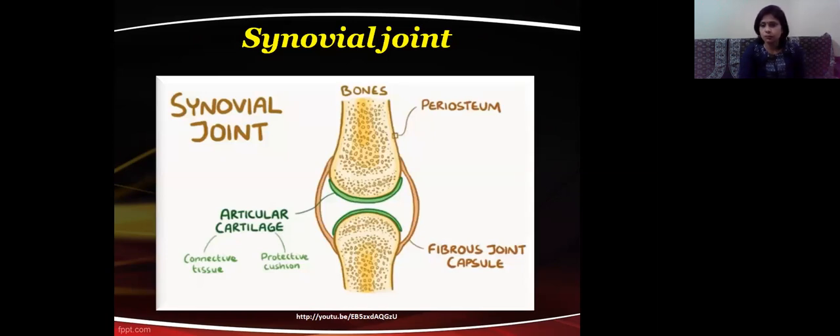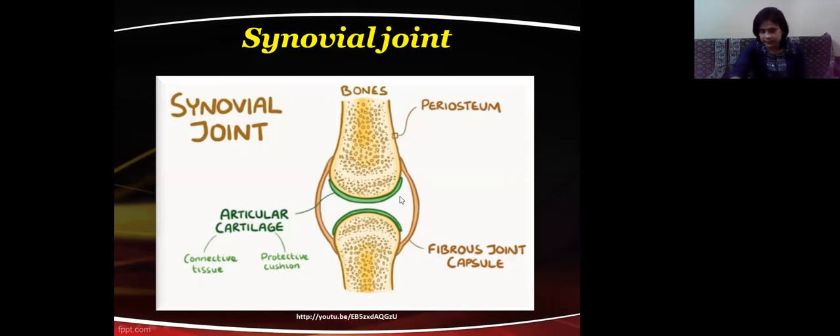So, this is a normal synovial joint. This is a knee joint. A healthy joint is made up of two bones, which are covered by articular cartilage at the end. This articular cartilage is a type of connective tissue which acts as a protective cushion so that two bones can glide against each other without any friction.